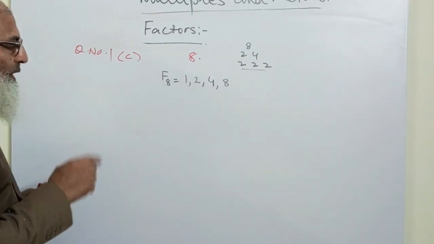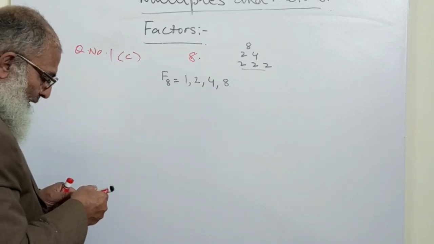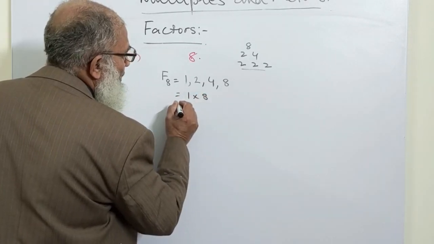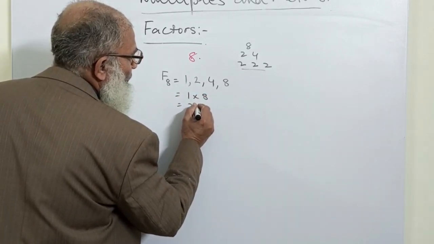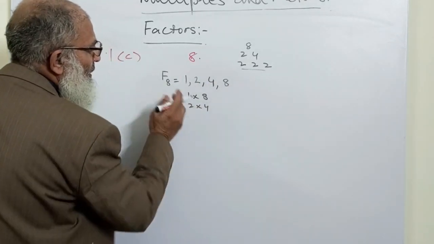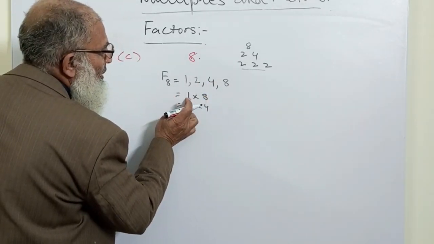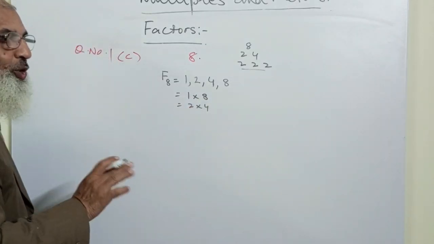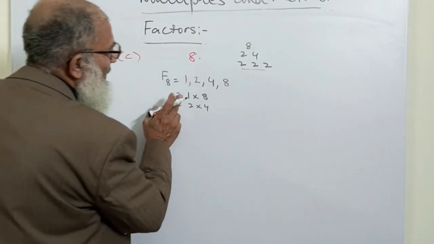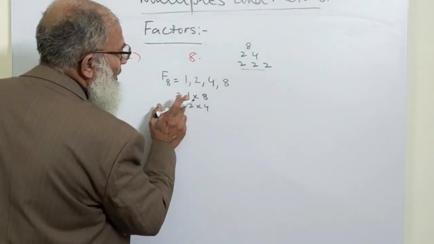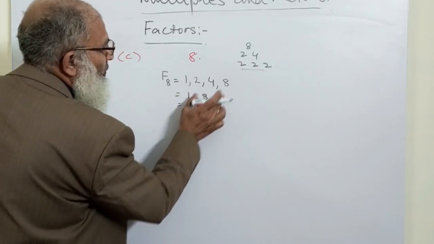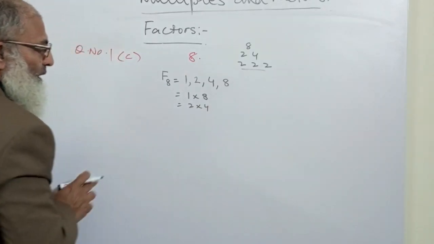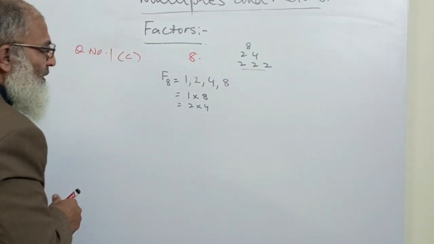And if you are asked to find the pairs also, then the pairs are 1 and 8, 2 and 4. Of course, if we just shift this 8 over here and 1 over here, that is again one factor, but we don't repeat the process. Therefore, there are only 2 pairs of 8: 1 times 8 and 2 times 4. So this was a very simple question.